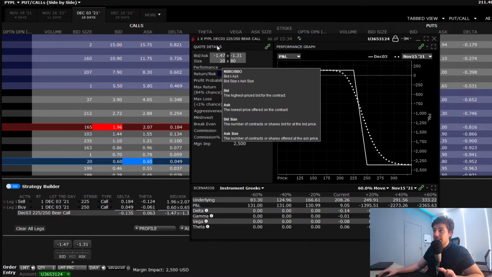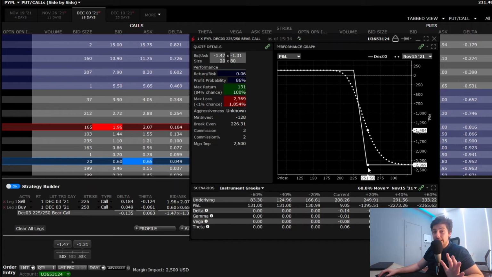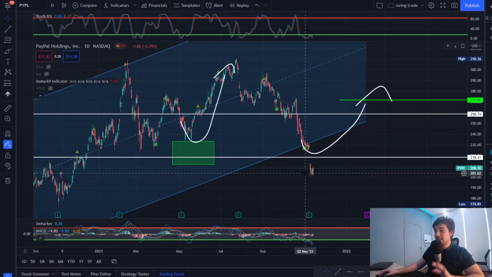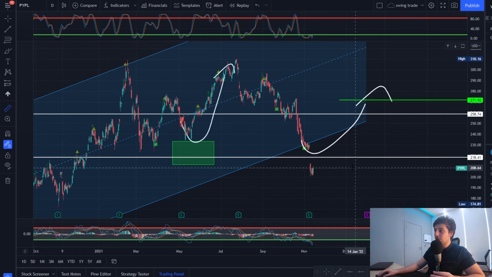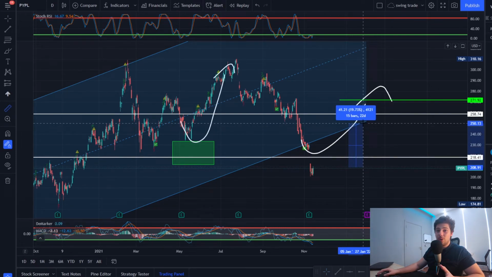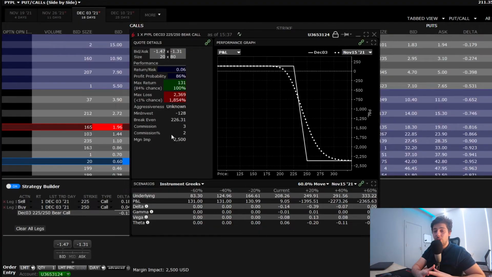And for this case, before December 3, PayPal needs to reach $250. This is the chart of PayPal, for example. Before December 3, it needs to reach $250. So in less than a month, it needs to make a 20% move, which is very unlikely for a large cap. And the option delta will tell you the probability that you can win. Your maximum return is $131, and your profit probability is 85%. So if you actually combine with technical analysis, you're almost going to have a 95% win rate.